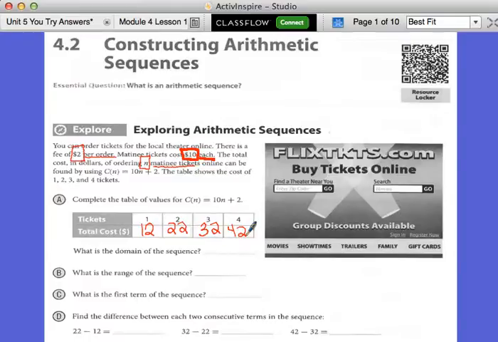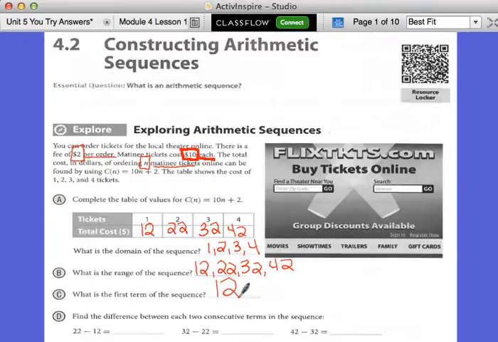So then in this case, the domain of our sequence is 1, 2, 3, and 4. Those are the only numbers of tickets that we purchased. And then the range of our sequence is 12, 22, 32, and 42. And then what is the first term of the sequence? The first term of this sequence would be 12. So that all should be review at this point.